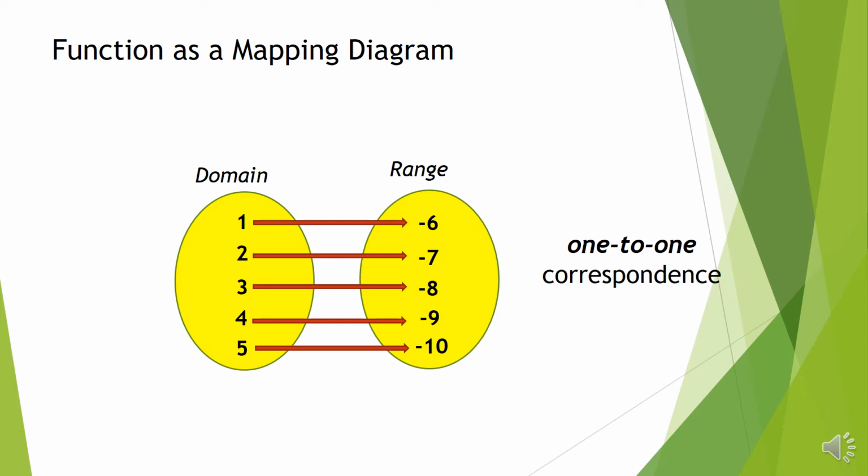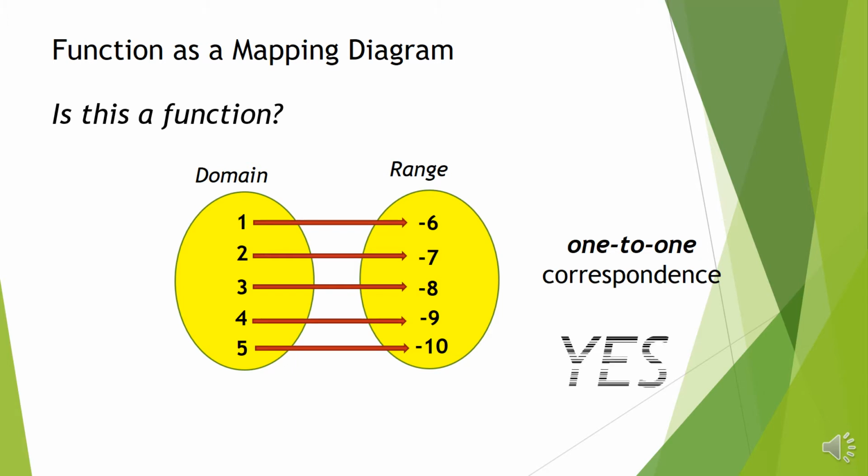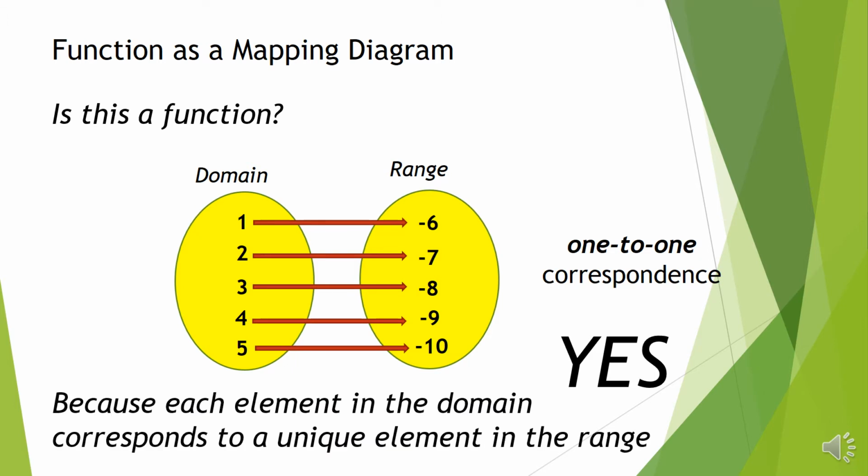Consider this diagram, a one-to-one correspondence. Is this a function? The answer is yes. A one-to-one correspondence is a function because each element in the domain corresponds to a unique element in the range.